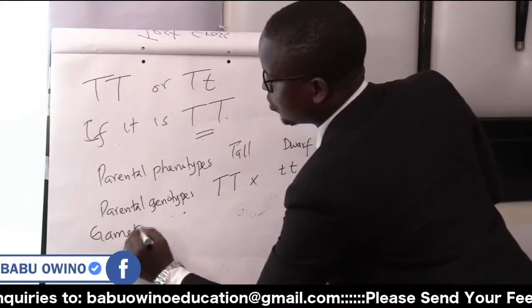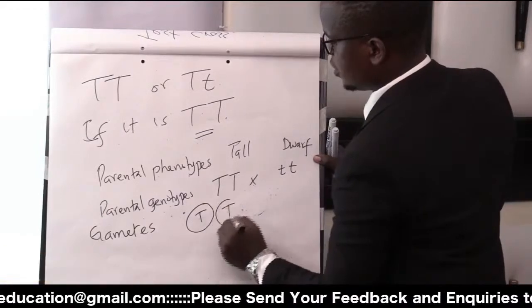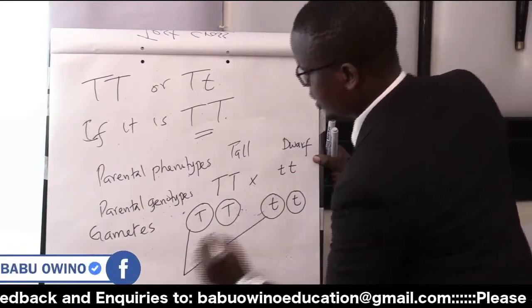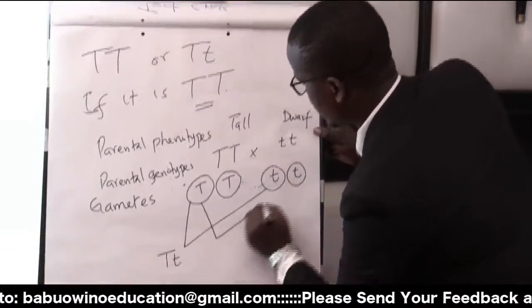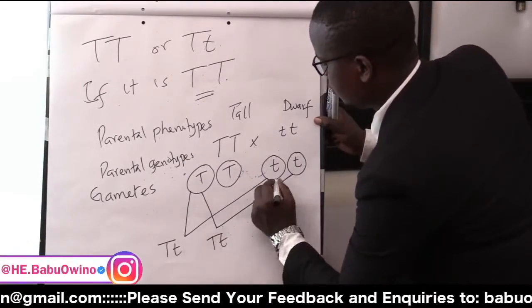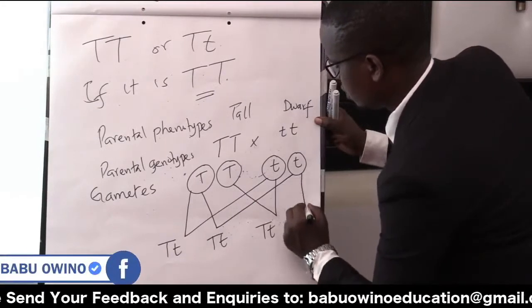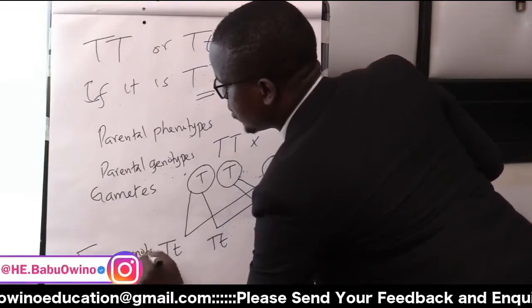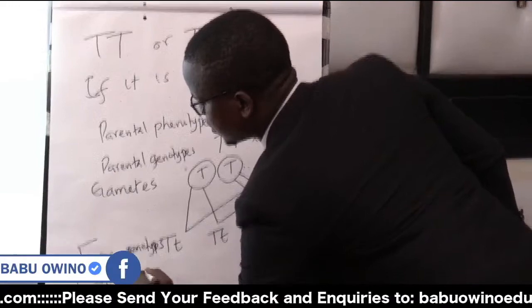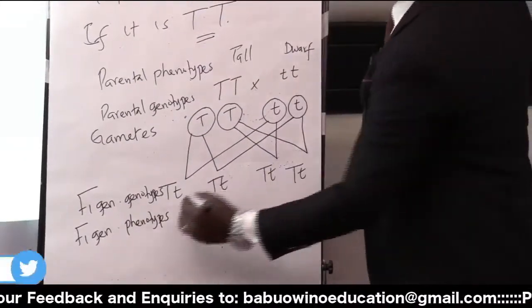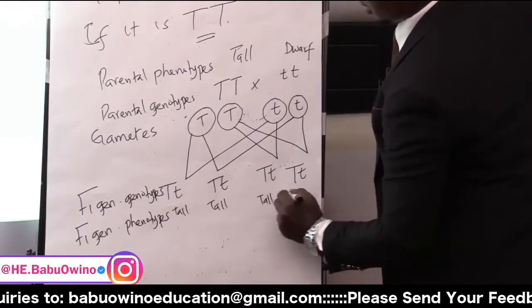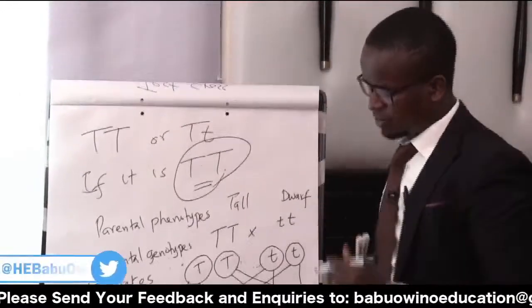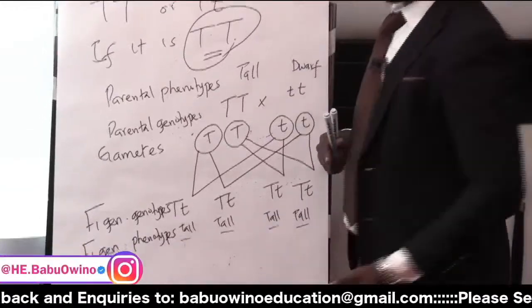Then we come to the gametes. This is capital T. This is capital T. This is small t. This is small t. And if we were to do the fusion, then we will realize this. We fuse this with this one. We get this. If we fuse this with this, capital T, small t. And if we fuse these ones also, we get capital T, small t. So this is the F1 generation genotypes. And what will be the F1 generation phenotypes? This one will be tall, this will be tall, this will be tall, this will be tall. So it means that if that tall plant was homozygous dominant, then all the seeds, we expect them to give us tall plants in the F1 generation.